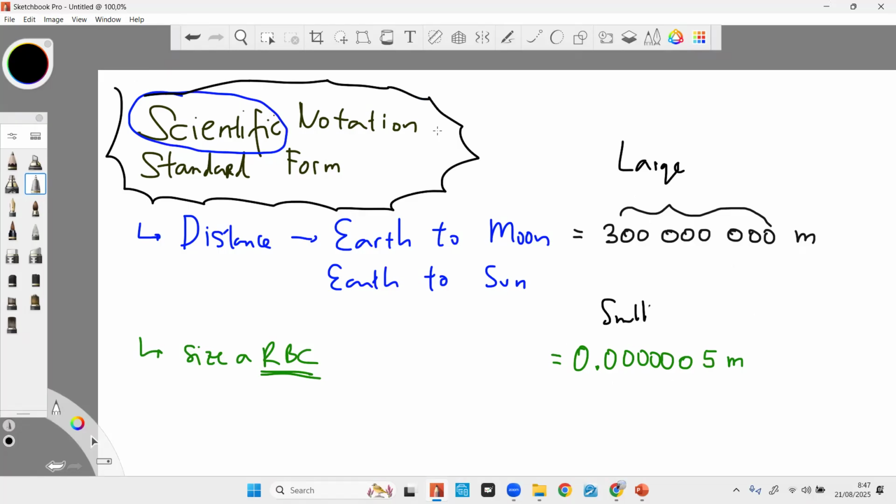Any questions so far? Okay. What's the purpose? Simplify by using a power, to make large numbers and small numbers simpler to write. So scientific notation is a simplification of numbers. You simplify, make it easier to write, easy to read, and easy to understand.